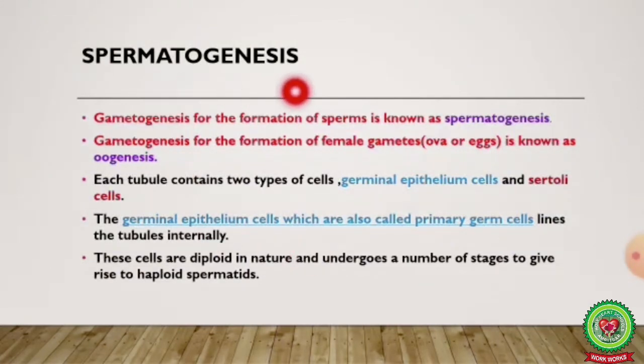Now, spermatogenesis. Gametogenesis for the formation of sperms is known as spermatogenesis, and gametogenesis for the formation of female gametes, ova or eggs is known as oogenesis. Each tubule contains two types of cells, germinal epithelium cells and Sertoli cells. The germinal epithelium cells, which are also called primary germ cells, line the tubules internally. These cells are diploid in nature and undergo a number of stages to give rise to haploid spermatids.